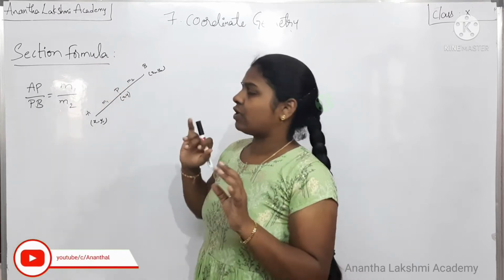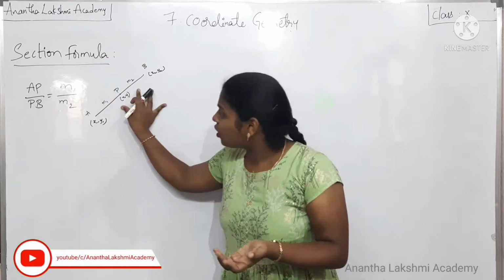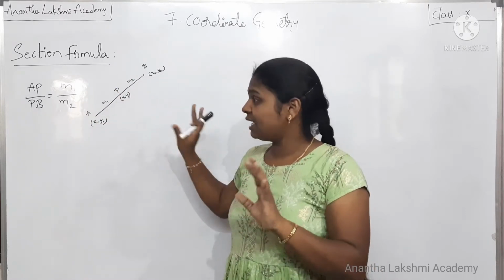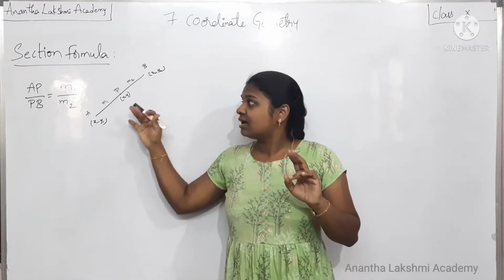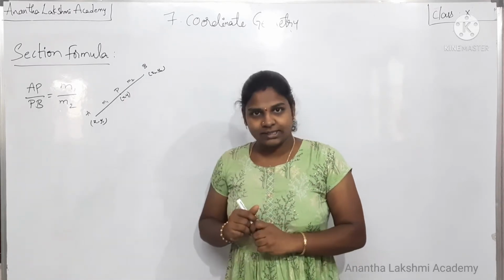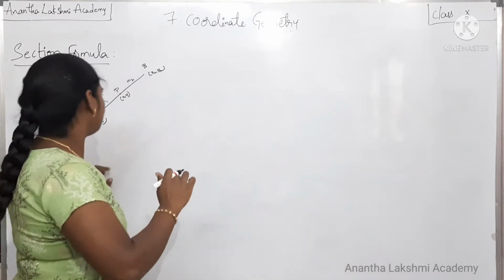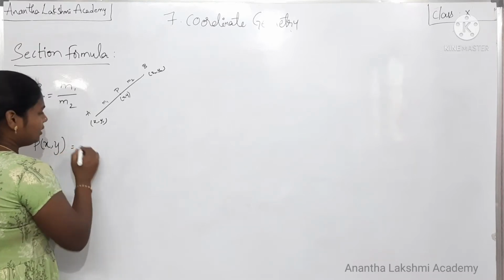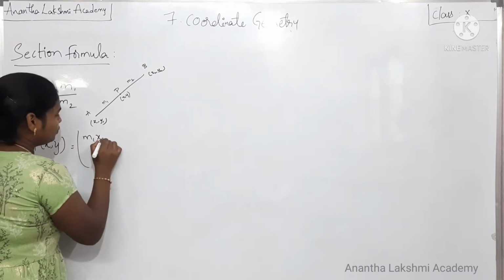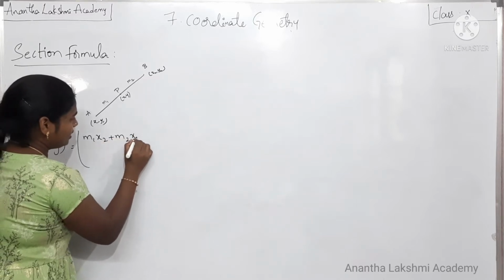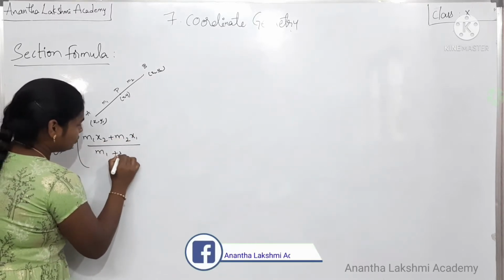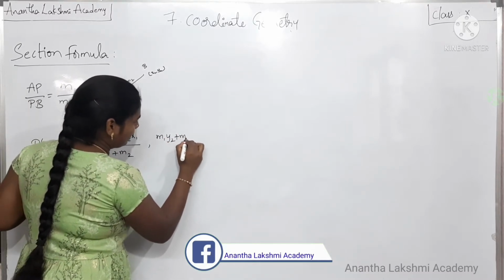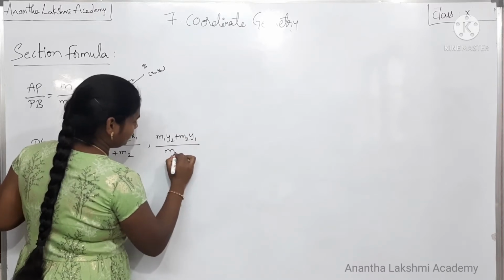So, in the section formula, we are going to learn the coordinates of a point P which divides the line segment AB into 2 sections. Let me show what those coordinates are. The point P of x, y will be M1 x2 plus M2 x1 by M1 plus M2, comma, M1 y2 plus M2 y1 by M1 plus M2.